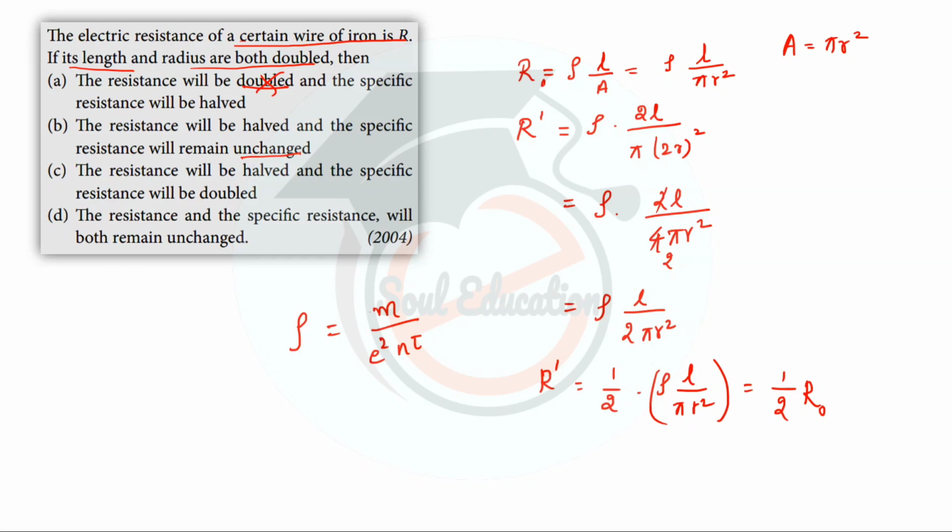So this is constant, so it will remain unchanged. Okay, so my option B is the correct one. Remaining here, specific resistance will be double. That is not correct. So option B is the correct answer.